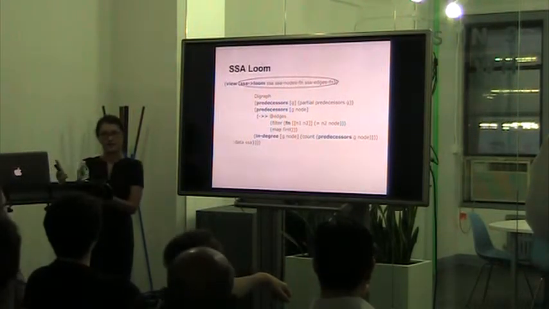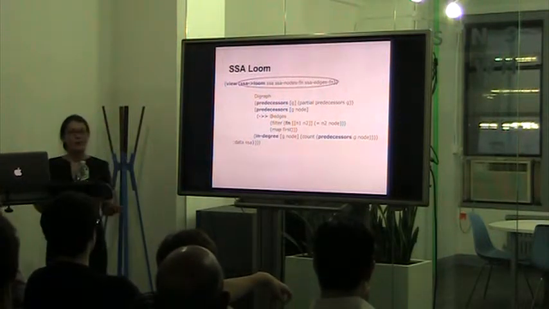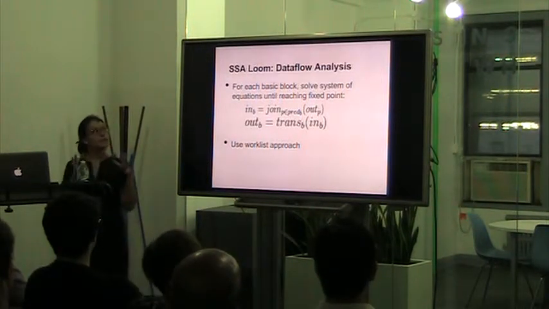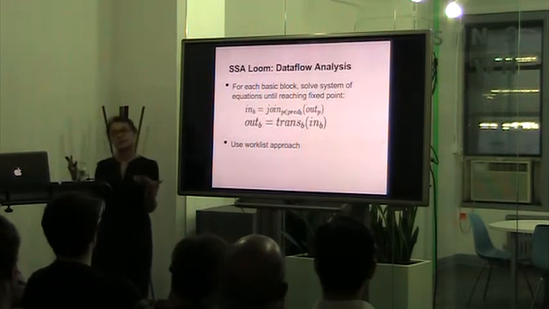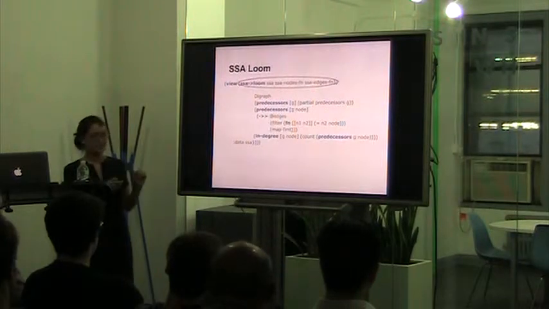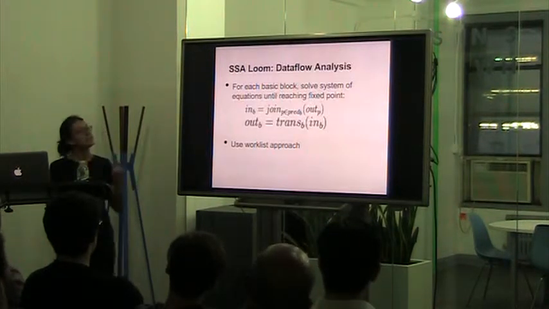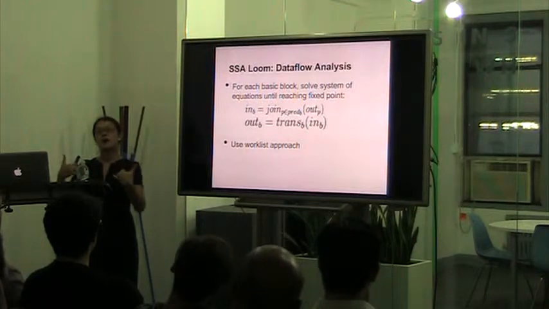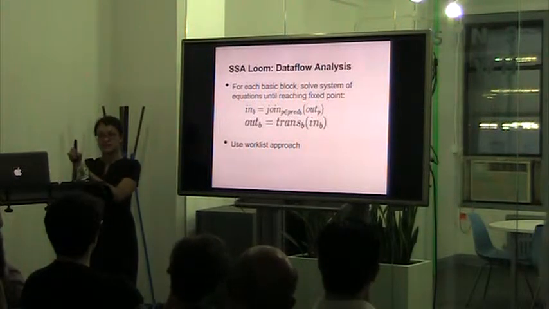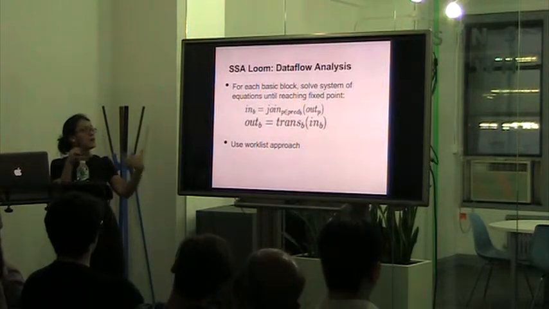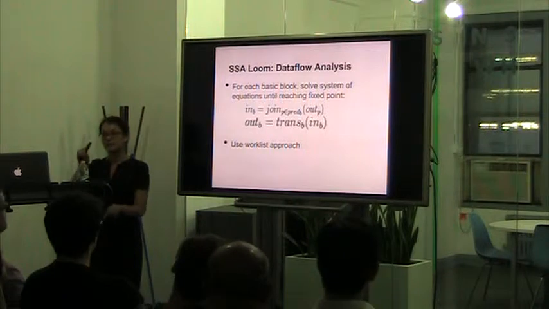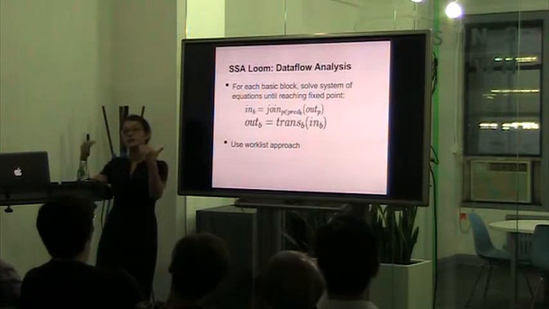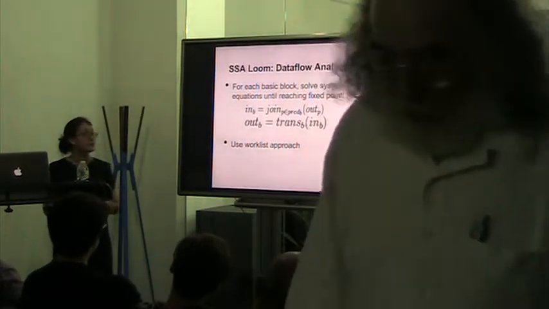We have a way to represent that in Loom. Let's do something with it. So what I implemented is a data flow analysis framework. Data flow analysis in general is defined by the following. For each basic block, our in value for the basic block is going to be the result of joining all the out values of its predecessors. And now our out value will be the result of a transfer function on the in value of the basic block. So what we need is an initialization function to define what basic blocks are initially, a join function, and a transfer function.